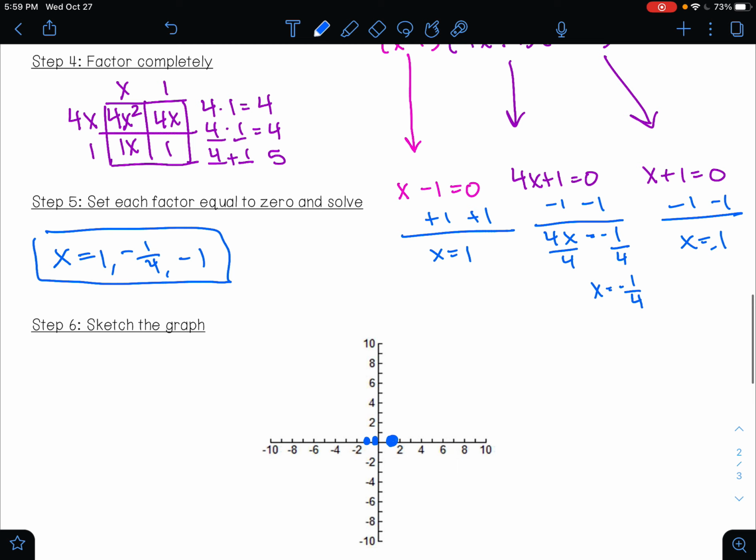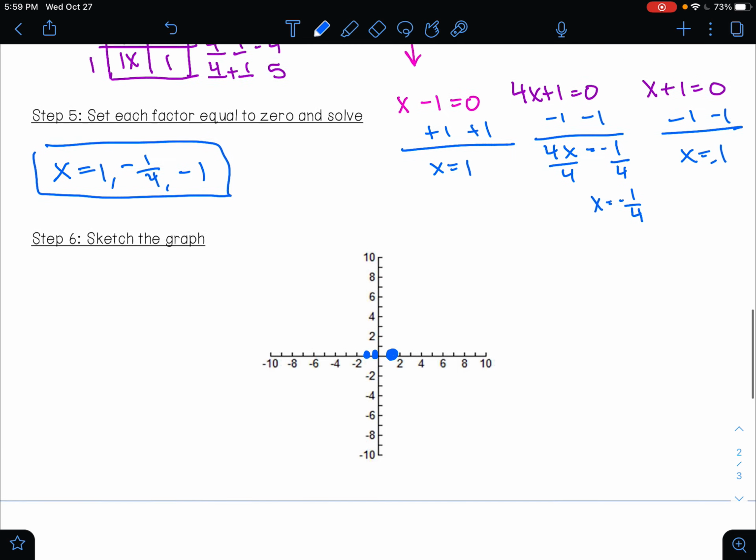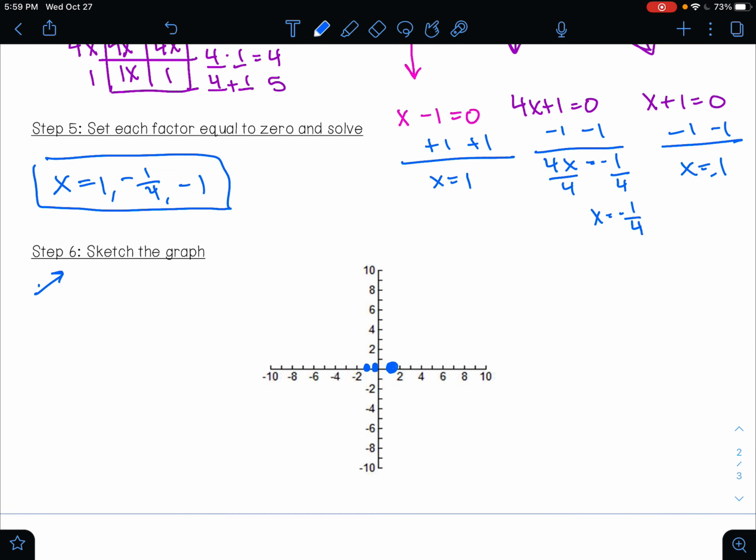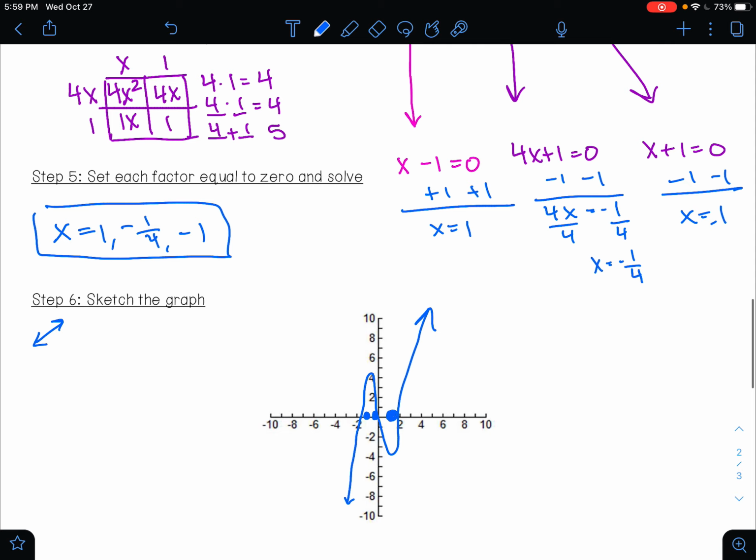So odd and positive tells me that the end behavior is going to look like this. And so I'm going to start down low. I'm going to go up through negative 1, back down through negative 1/4, and back up through positive 1. So it's going to look something like this. Now, if you wanted to, you could use Desmos, but we really don't need to since we just want a sketch of the graph.